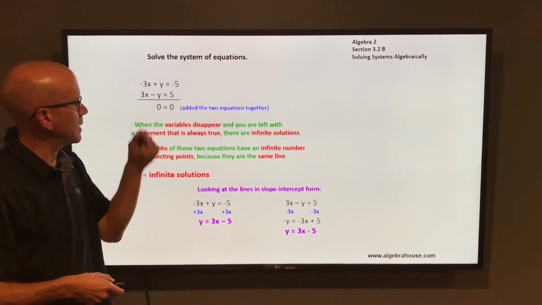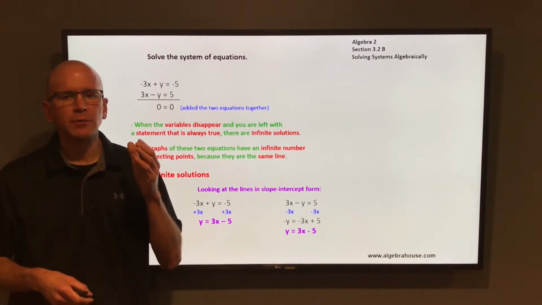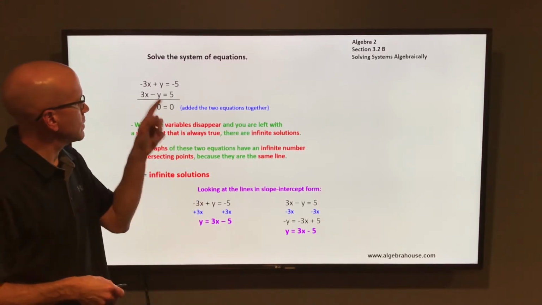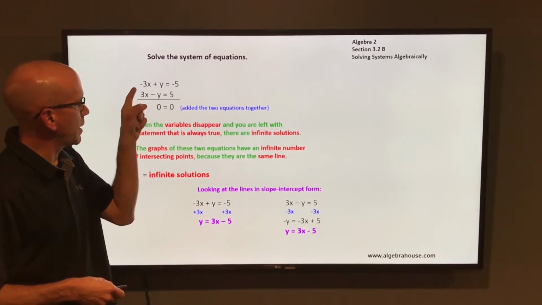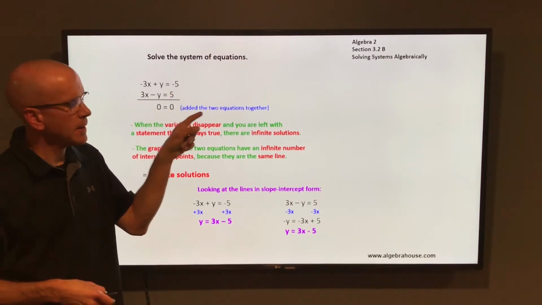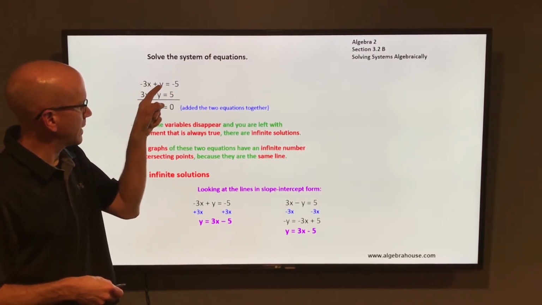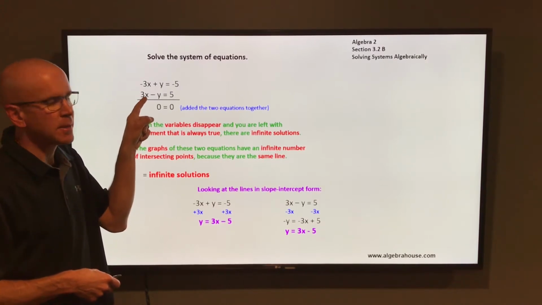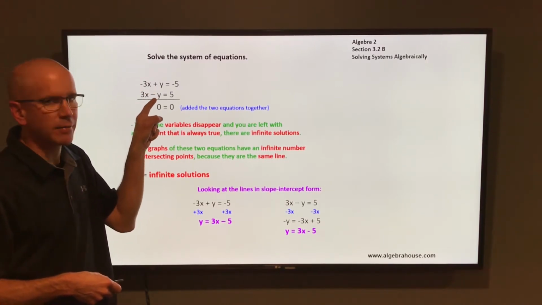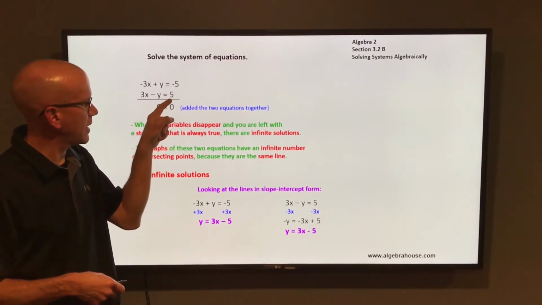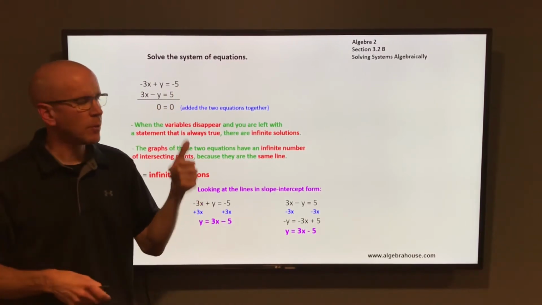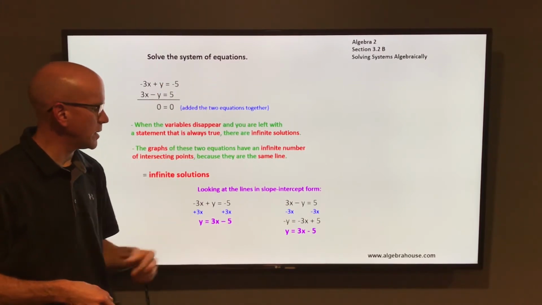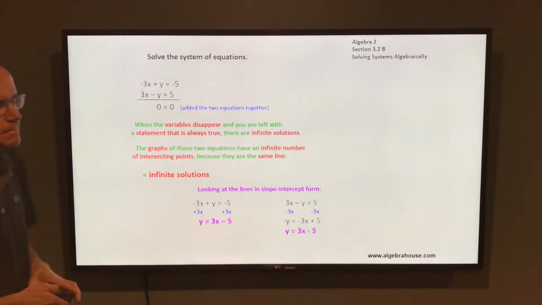Let's go back to the beginning. Remember, you can do anything to an equation you want as long as you treat both sides equally. So let's say we took that first equation and multiplied both sides by negative 1. That means you would multiply each term by negative 1. If you did that, negative 1 times negative 3x is 3x. Negative 1 times y is negative y, and negative 1 times negative 5 would be 5. So obviously, those two equations are the same. So if your job is to solve the system of equations, the answer here would be infinite solutions.